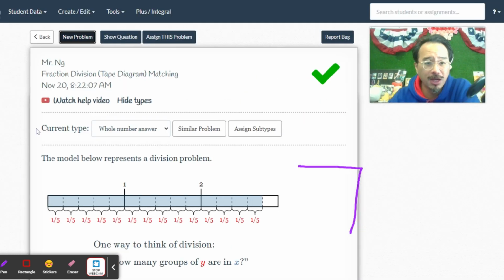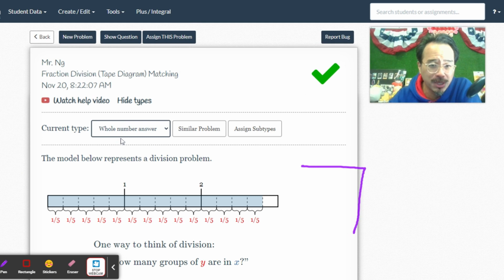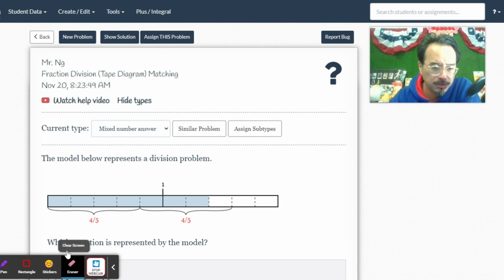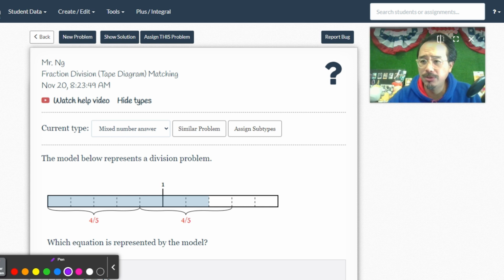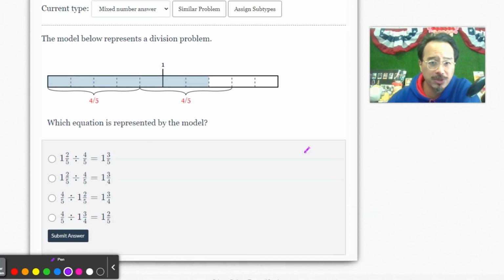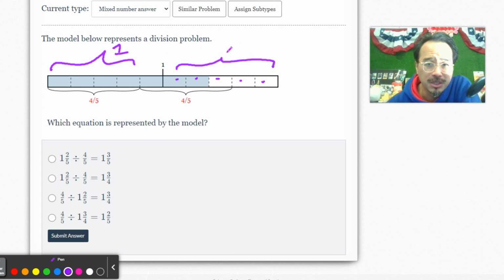Okay, let's do one more. Let's get a mixed number answer. Let me erase all of this. Now, the model below is represented by this. So we're going to get a mixed number answer. This is 1, and this is 1, 2, 3, 4, 5, so this is something out of 5: 2 shaded in out of 5 total parts. So I know right off the bat that this is 1 and 2 fifths.